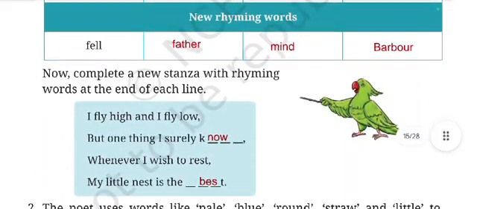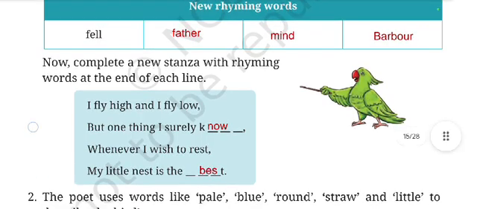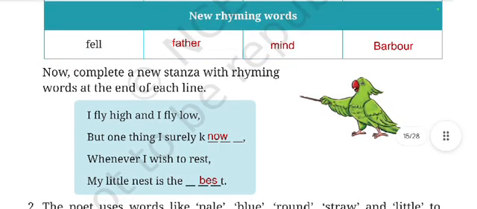Now, complete a new stanza with rhyming words. I fly high and I fly low. But one thing I surely know, whenever I wish to rest, my little nest is the best.